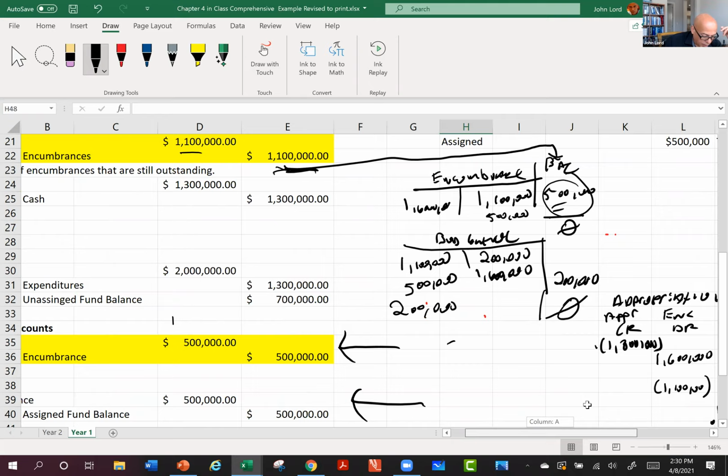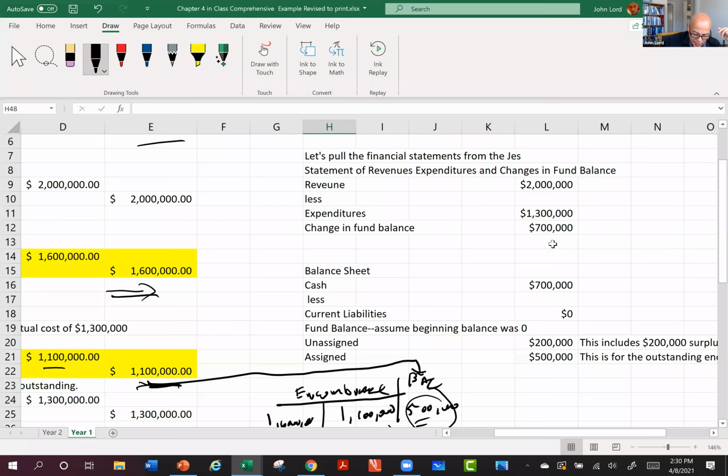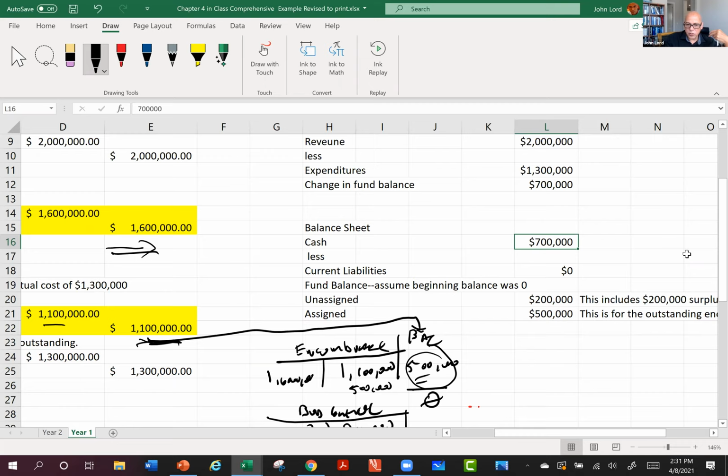And now when I prepare the balance sheet, I have cash of 700,000. I collected 2 million of cash. So far I've spent 1.3. I don't have any liabilities in this example. I have an unassigned fund balance. And let's just tee up unassigned.